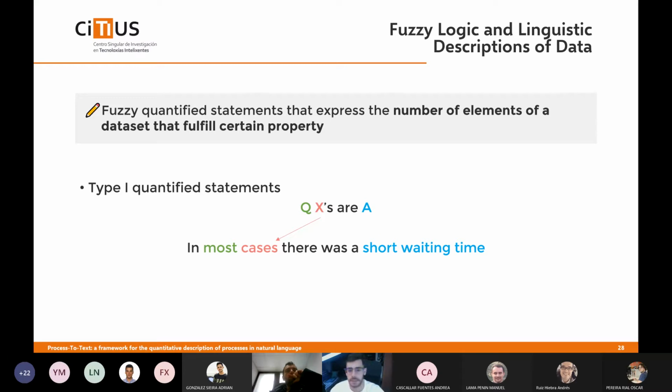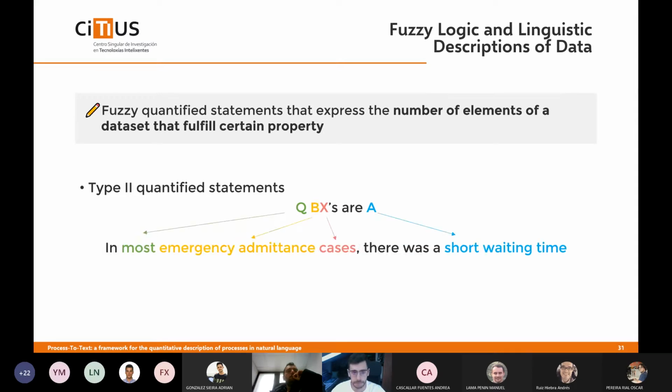referential X represents a dataset of objects for which a certain property holds, for example, the set of cases from an event log. A summarizer A is used to indicate some property of the referential of interest, for example, short waiting time. And a fuzzy quantifier Q is used to express the quantity of data from the referential which fulfills the property or properties indicated by the summarizer.